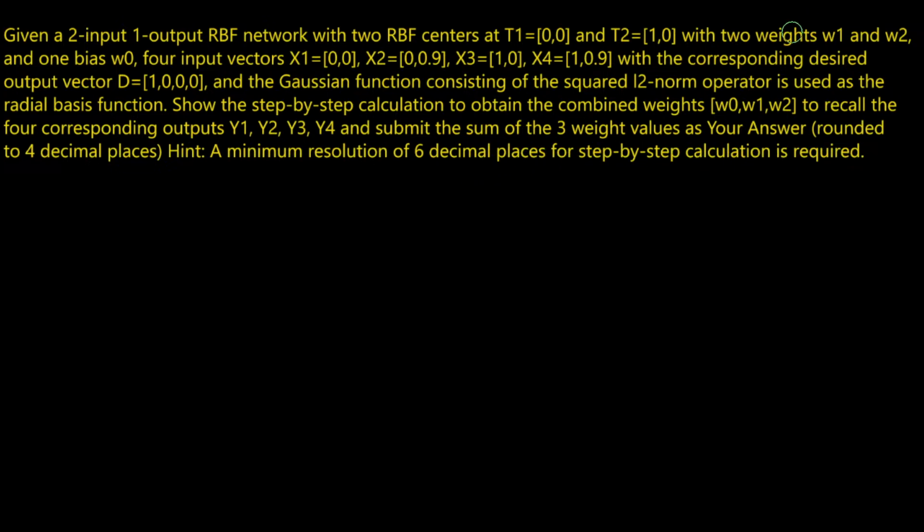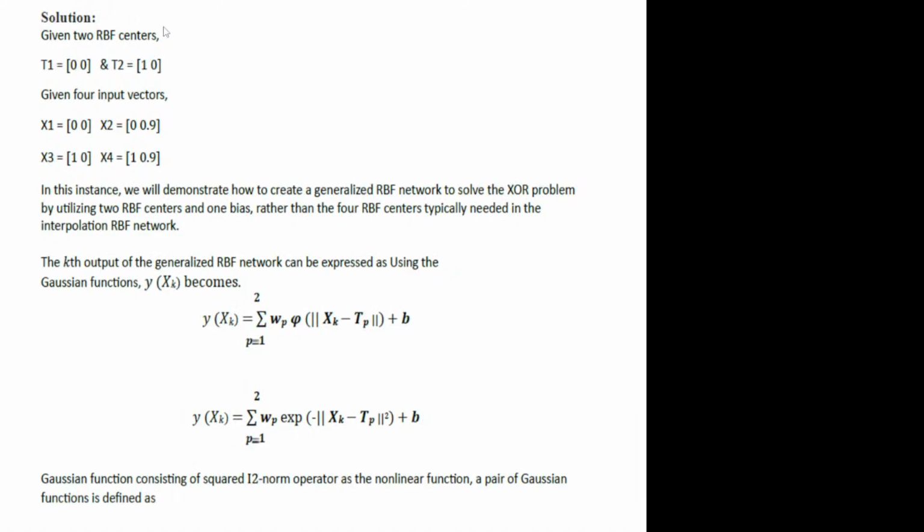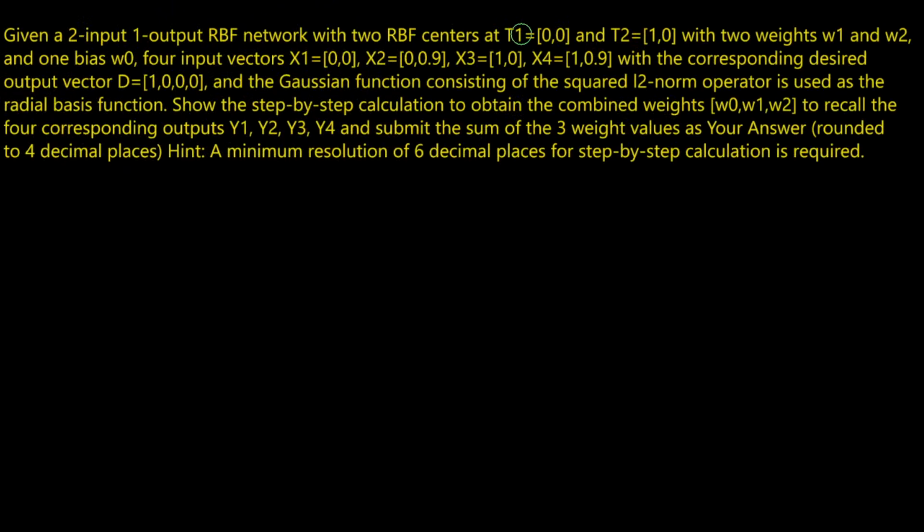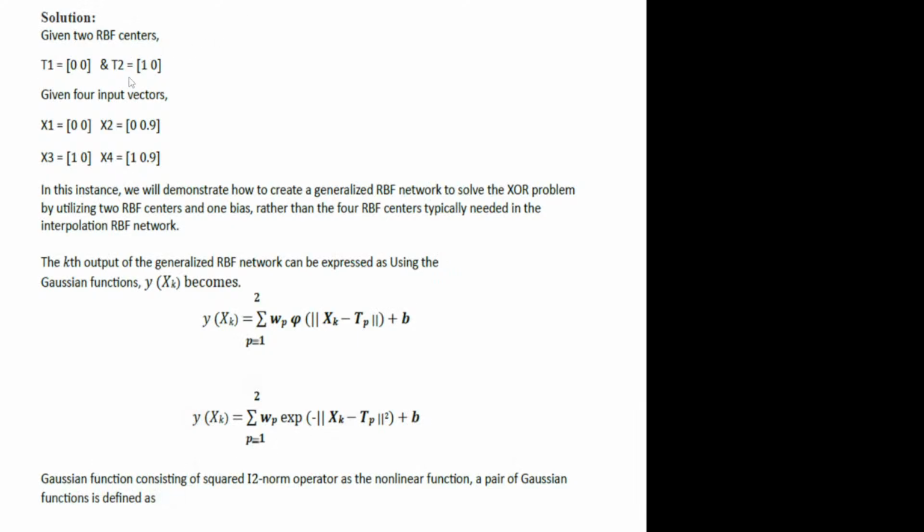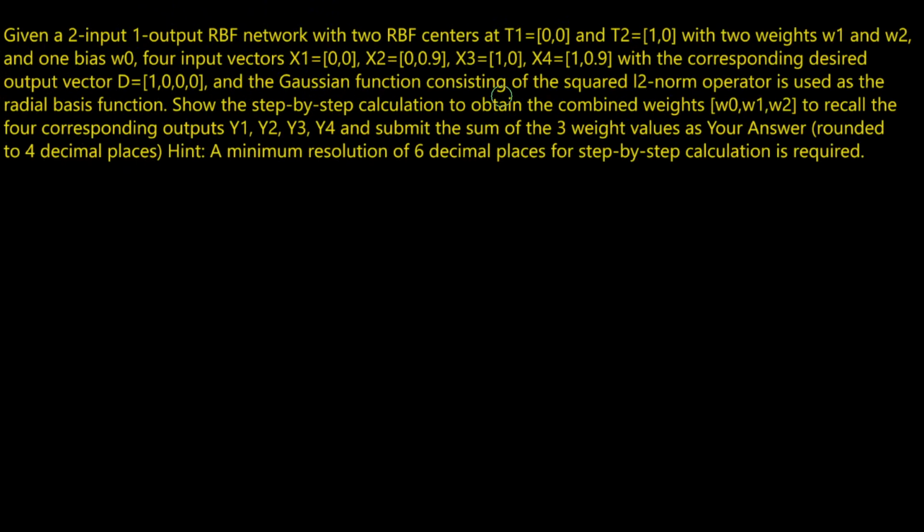Okay, so finally we have to calculate this combined weight vector. Let's see how to do this. So this is the method. First we grab the T1 and T2 which are provided to us, and then the 4 points x1, x2, x3, x4 are also provided to us.